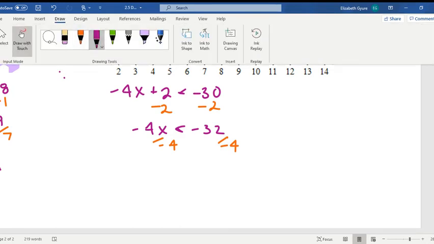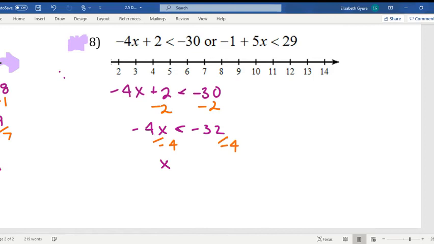Dallas, what's going to happen here? That's kind of weird. What are we going to have to do with our sign? Why do I have to flip it, Dallas? Right, I divided both sides by a negative, so flip your less than, make it a greater than. And negative 32 divided by negative 4 is positive 8. Okay? Make sure you're getting this one done, Bailey. Bring your or down.